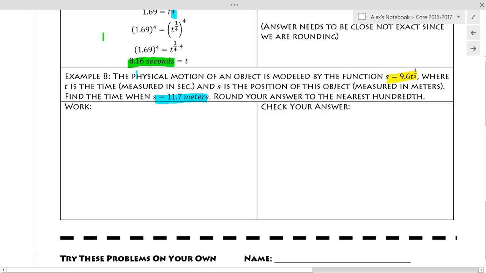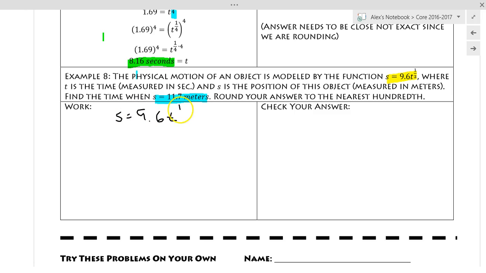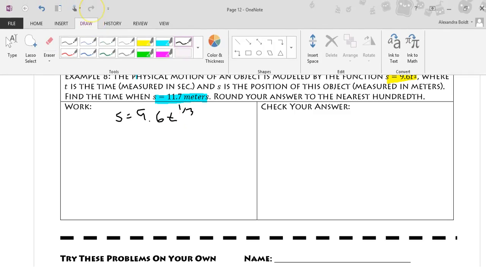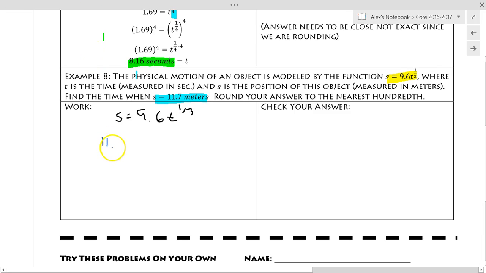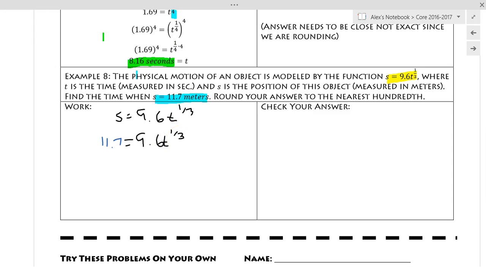Okay. So I'm going to start by writing down my equation, s equals 9.6 t to the 1/3, and then I'm going to plug in 11.7 for s. Everything else stays the same. So I'm solving for t. So t is being multiplied by 9.6. I'm going to divide by 9.6. And when I divide those two numbers, I get about 1.22 equals t to the 1/3.